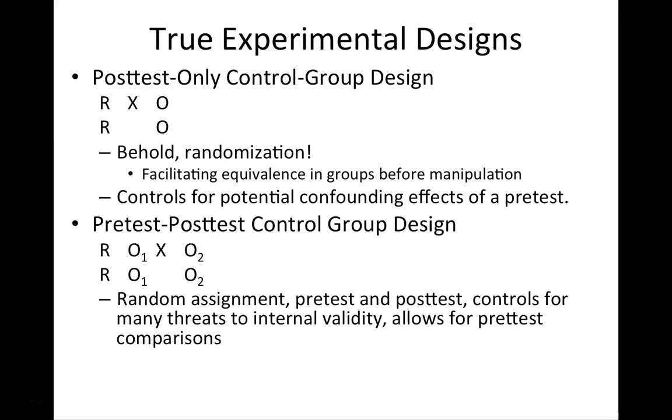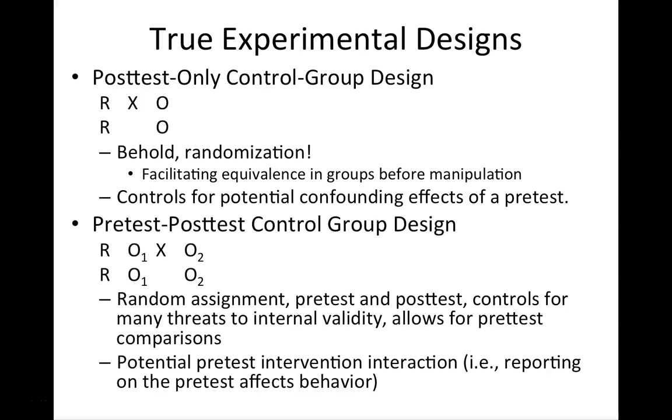And it allows for pretest comparison, so we can make sure our randomization worked and that our groups are actually equivalent, and that we can measure any pre-existing differences or factors that may impact the effects of our intervention. There are potential pretest-intervention interaction effects here. So reporting on the pretest affects how we behave, or affects how we report on the post-test, depending on what kinds of measurements we're using. So if we're using knowledge measurements or any kind of measurements where people can learn how to respond better to those tests, there are some issues potentially with this design still.